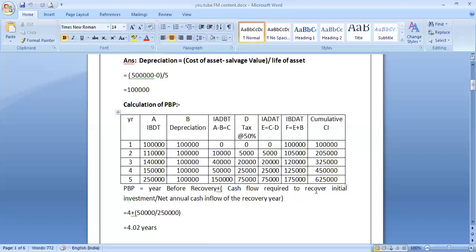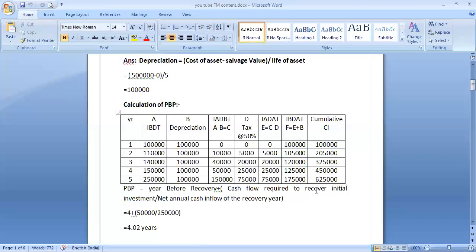After that, the next column is income before depreciation after tax. That is, we add back the depreciation amount which we have deducted in the third column. Later, we have to calculate the cumulative cash inflows. Cumulative cash inflows is nothing but adding each year's cash inflows continuously till the last year.